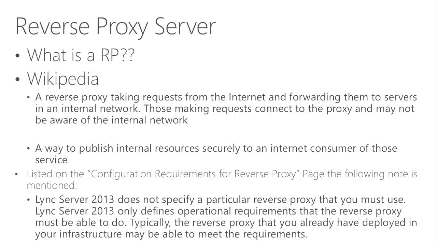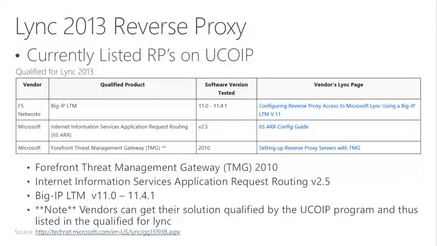And then the configuration requirements, this I'd like to call out because this is great. This is from TechNet. What's the requirement for a reverse proxy? Lync 2013 does not specify a particular reverse proxy that you must use. Lync Server 2013 only defines operational requirements that a reverse proxy must be able to do. Typically, the reverse proxy that you already have deployed in your infrastructure will be able to meet those needs. That's a great statement.